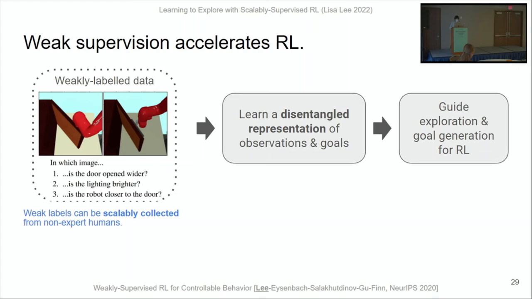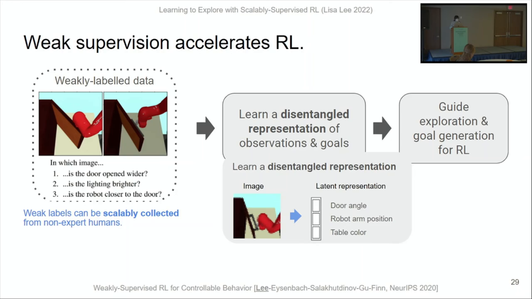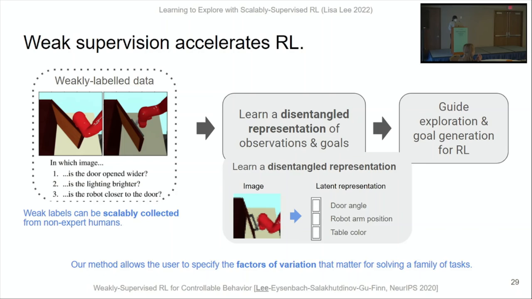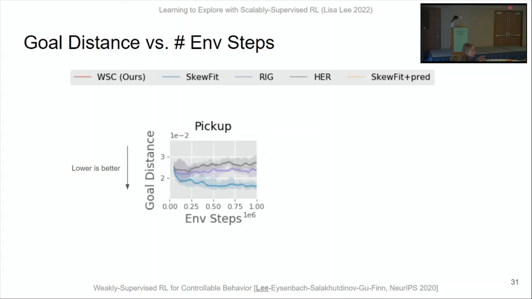The disentangled representation allows the agent to focus on exploring along meaningful axes of variation while ignoring state dimensions that do not matter. And ultimately, our approach enables the human user to specify the factors of variation that matter for solving a family of tasks. We evaluated our method on several visual manipulation tasks. And here we show performance on a pickup task where the goal distance measures how close the policy moved the object to the goal position.